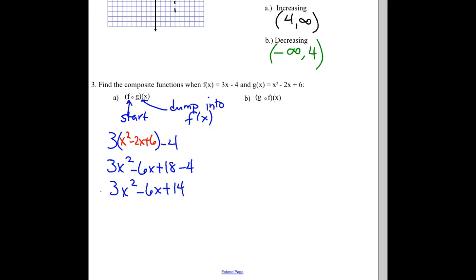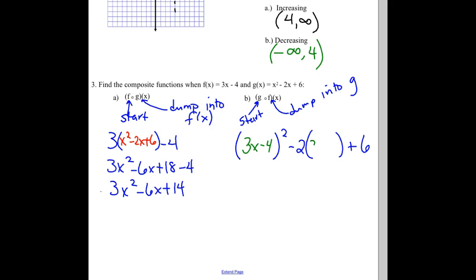The second option here is just the reverse. It says start with g and dump f into it. Okay, so we're going to start with our g function, which is something squared minus 2 times something plus 6. And where those somethings are, we're going to dump in our f of x function, so the 3x minus 4. And again, now we just have to do some simplifying. Be careful when you take 3x minus 4 and square it. We are really taking 3x minus 4 times itself. So if you don't remember the shortcut, you do need to FOIL it out.